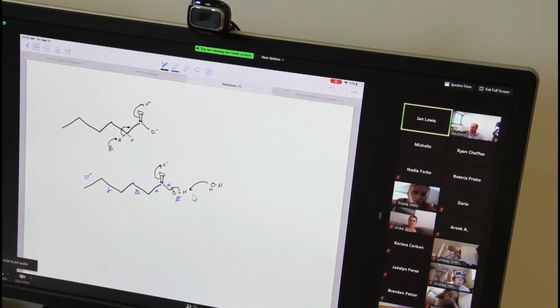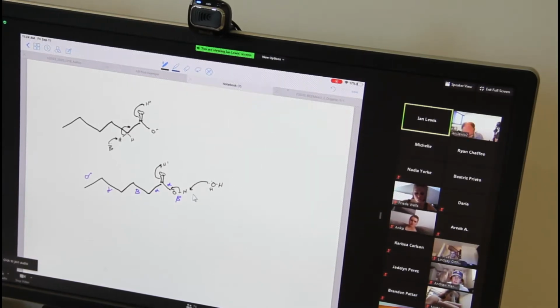Yep. So water is usually a leaving group, is what Robin is saying. Yeah, frequently water can be a leaving group for many kinds of reactions, but in this particular instance, that wouldn't be what we would see.